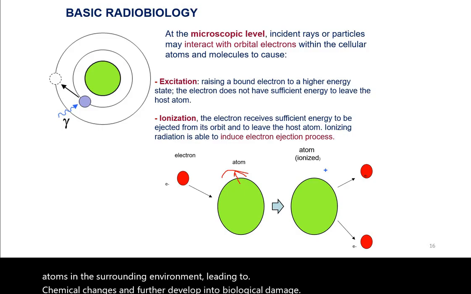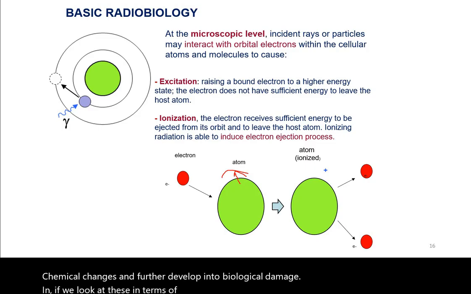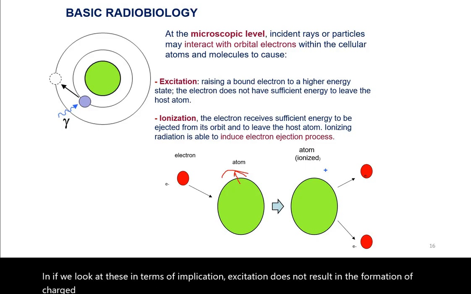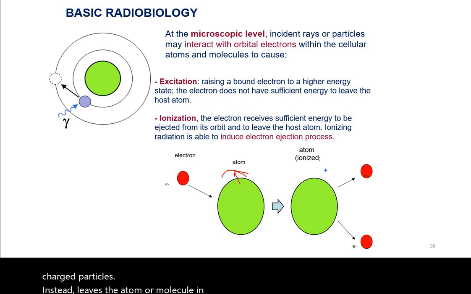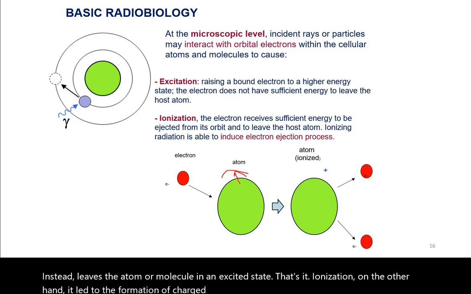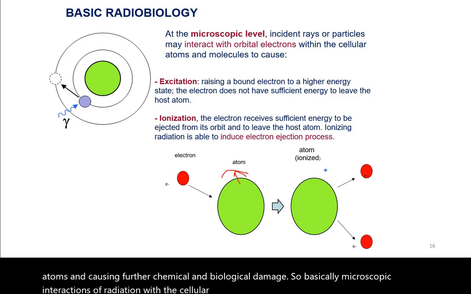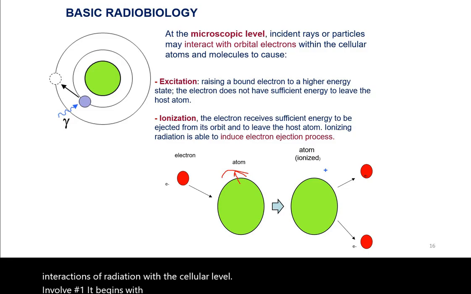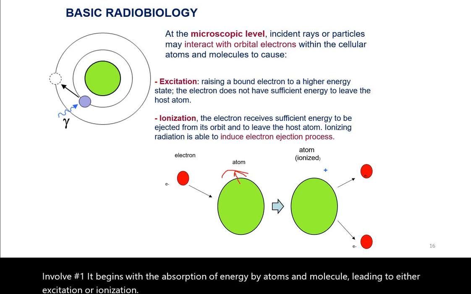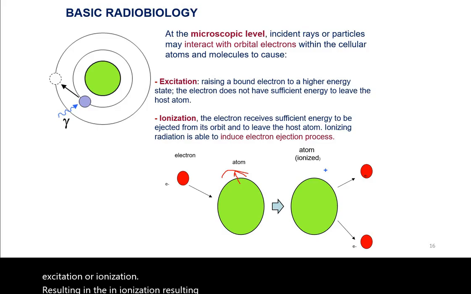If we look at this in terms of implication, excitation does not result in the formation of charged particles, but instead leaves the atom or molecule in an excited state. That's it. Ionization, on the other hand, leads to the formation of charged particles that may interact with other molecules or atoms, causing further chemical and biological damage. So basically, microscopic interactions of radiation at the cellular level begin with the absorption of energy by atoms and molecules, leading to either excitation or ionization, resulting in the formation of charged particles, positive and negative ions. Next.